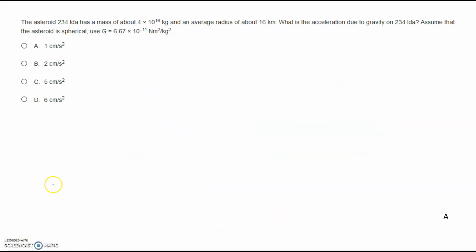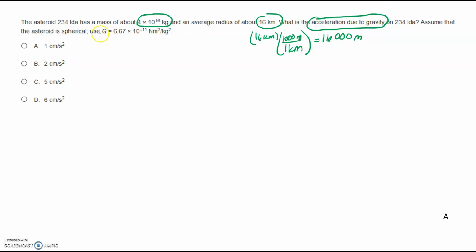Asteroid 234 Ida has a mass of this, an average radius of this, okay, which we're going to have to convert to meters. What is the acceleration due to gravity? And then this is our constant.